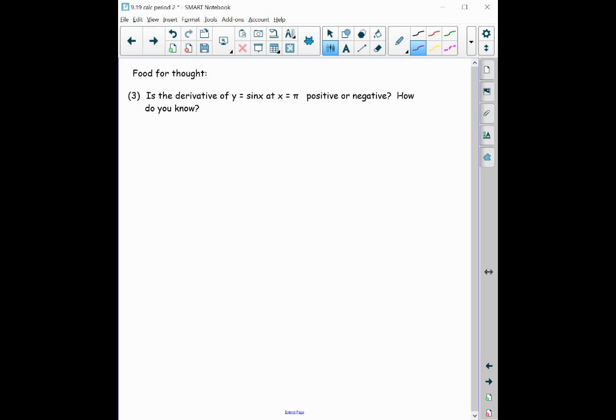So let's talk about some food for thought. Let's just talk about the derivative. The derivative is the slope, so we're just going to be investigating some ideas about slope. The first one I want you to think about is: is the derivative of y equals sine of x at x equals pi positive or negative? How do you know? You have to think, what does the derivative mean? It's the IROC or the slope. Is the slope of y equals sine x at x equals pi positive or negative? And how do you know?